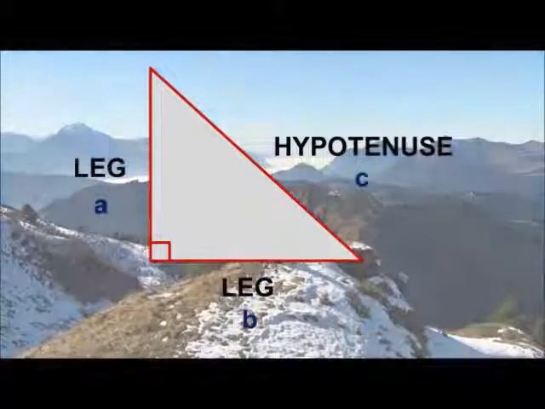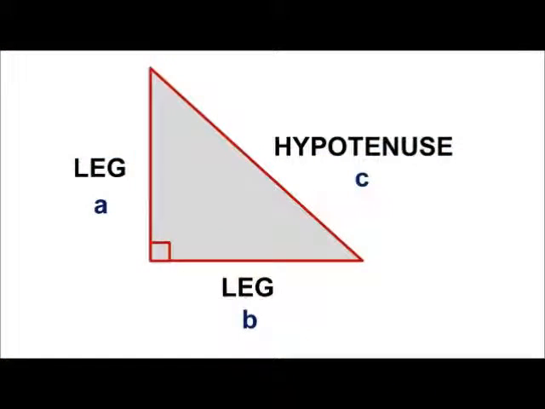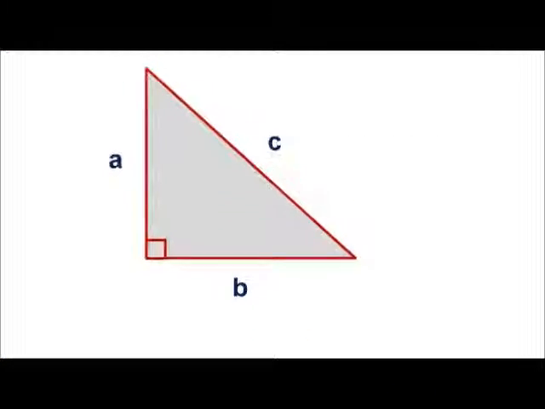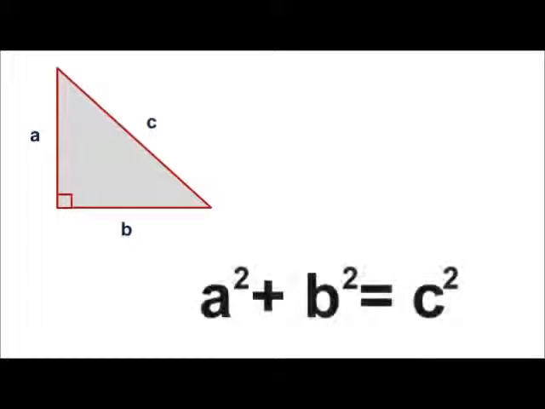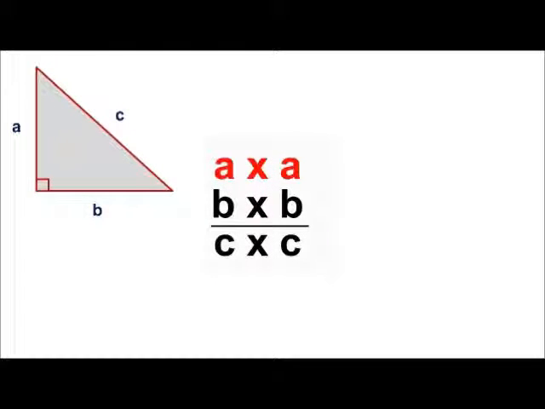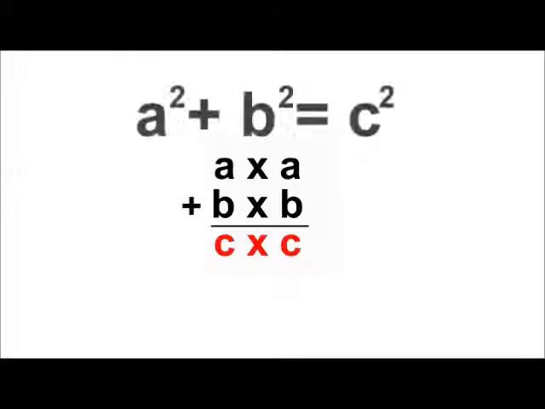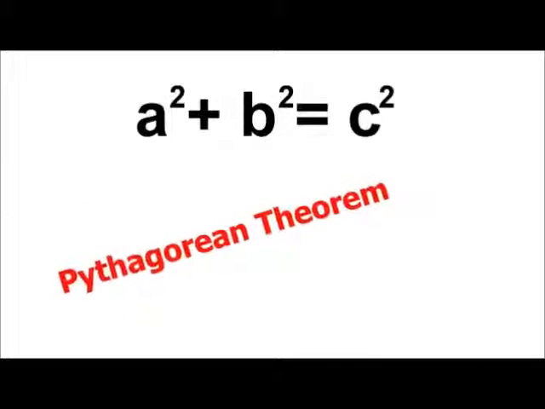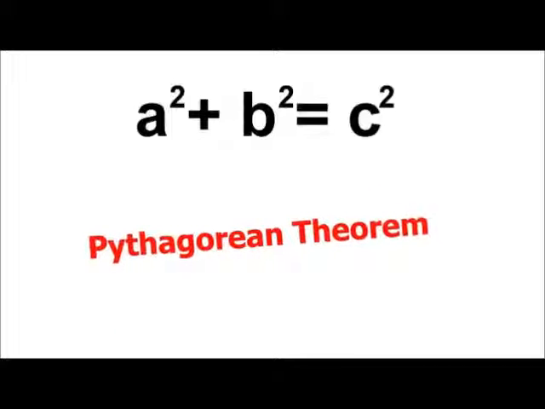If we use the letters A and B to represent the legs, and C to represent the hypotenuse, we can write an equation that looks like this. A squared plus B squared equals C squared. This means that if we square the length of A and square the length of B and then add them together, they will equal the square of the length of C. The Pythagorean theorem.